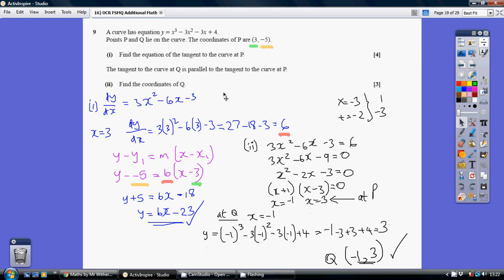So just to recap, at both P and Q, so P when the coordinate is (3, -5), and at Q (-1, 3), those are two points on the curve, and at both those points on this cubic curve, the gradient of the tangent is plus 6.